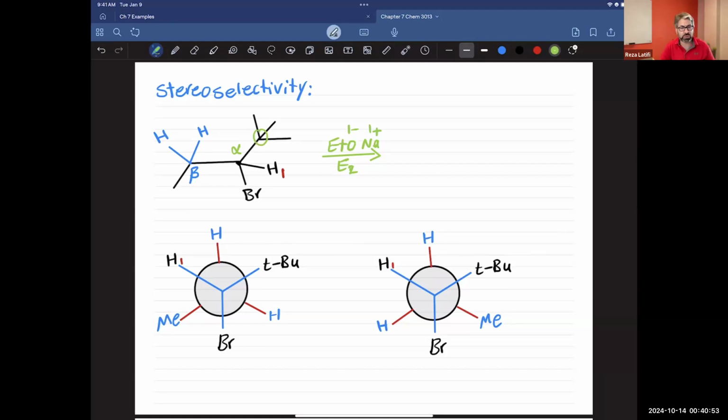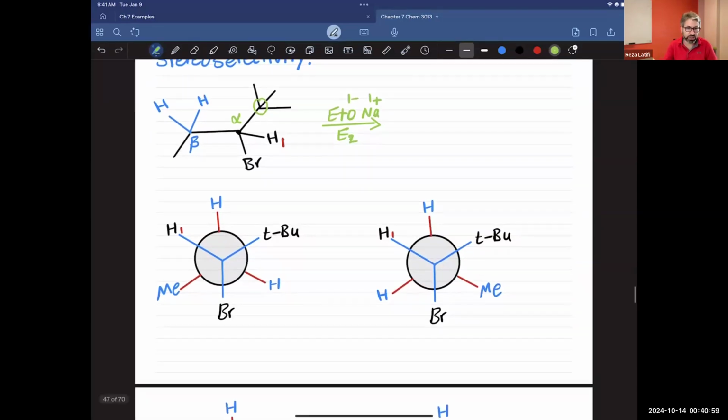Now let's draw the Newman projection of this molecule. This carbon, the yellow carbon, is going to be my front carbon. I have tertiary butyl, bromide, and hydrogen on it. You can put them wherever you want, it doesn't matter. I'm looking at the system from this direction, so I see hydrogen, bromide, and a tertiary butyl. On the back, I see 2 hydrogens and 1 methyl.